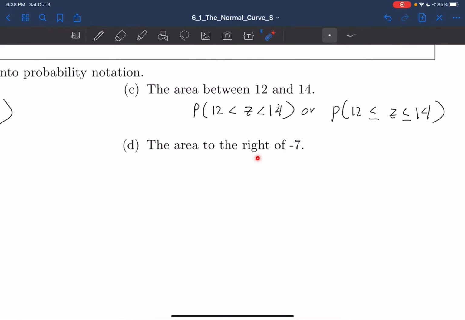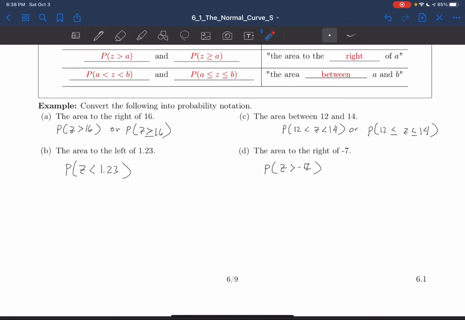Find the area to the right of -7. Notation-wise, this is just the probability of z greater than -7. And again, notice that we're dealing with the area to the right of this value, so this arrow here is pointing to the right. That's a trick for me to know whether it's greater than or less than.